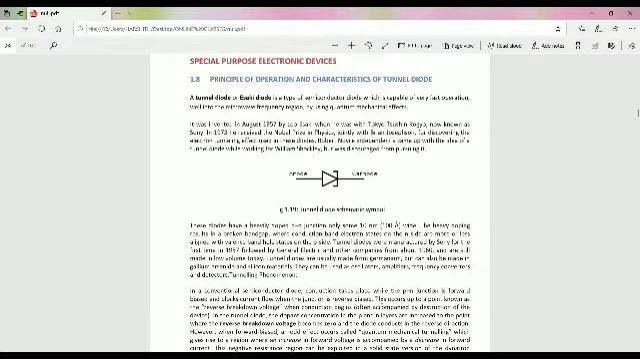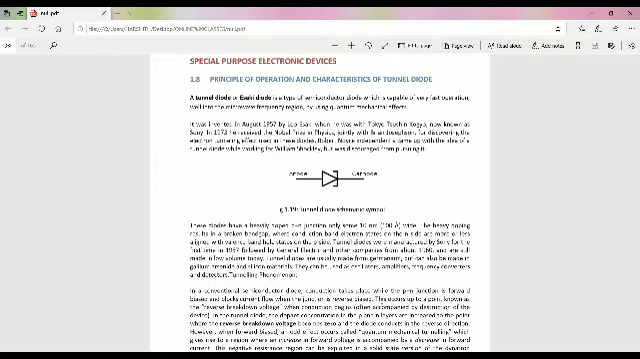A normal PN junction diode has an impurity concentration of about 1 part in 10 power 8. This much amount of doping gives a depletion layer width of about 5 microns, that is 5 into 10 power minus 4 centimeters.